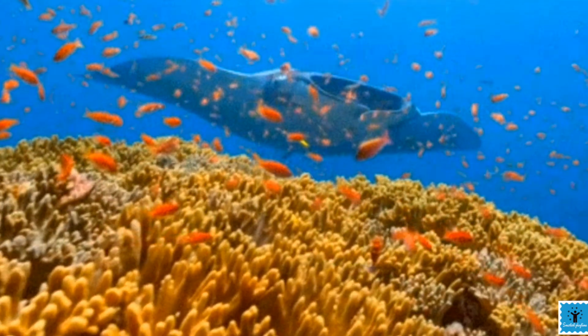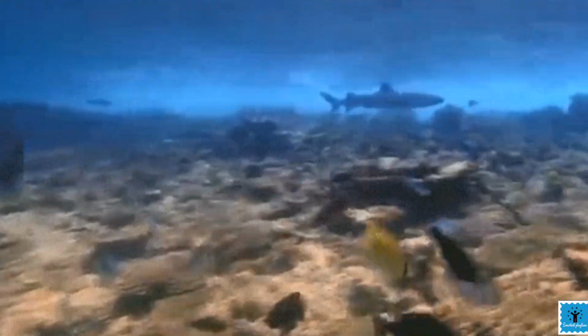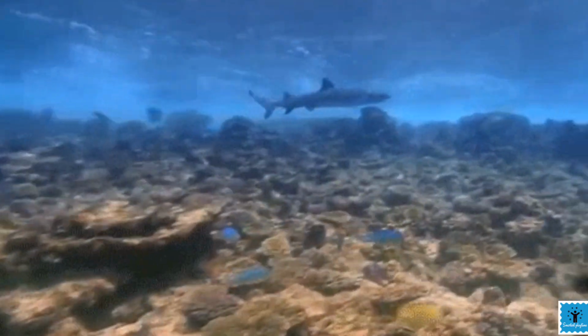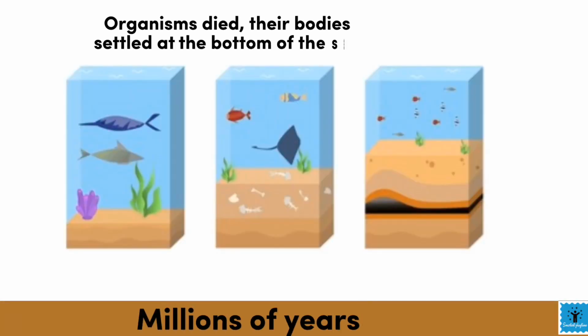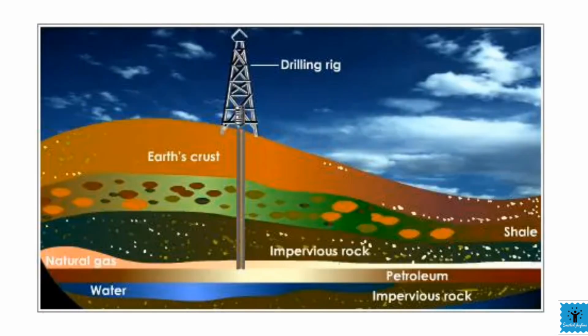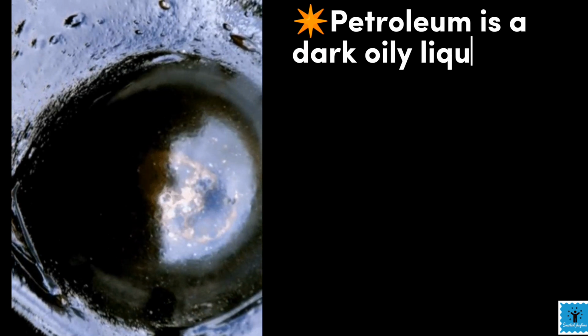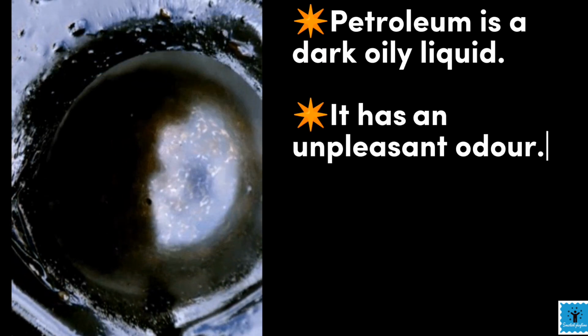Petroleum is formed from the remains of animals and plants that lived millions of years ago in a marine environment like sea before the existence of dinosaurs. As these animals died, their bodies settled at the bottom of the sea and were covered by layers of sand, silt, rock and clay. Due to the absence of air, and heat and pressure from these layers, the remains turned into petroleum and natural gas. Petroleum is a dark, thick, oily liquid with an unpleasant odor.